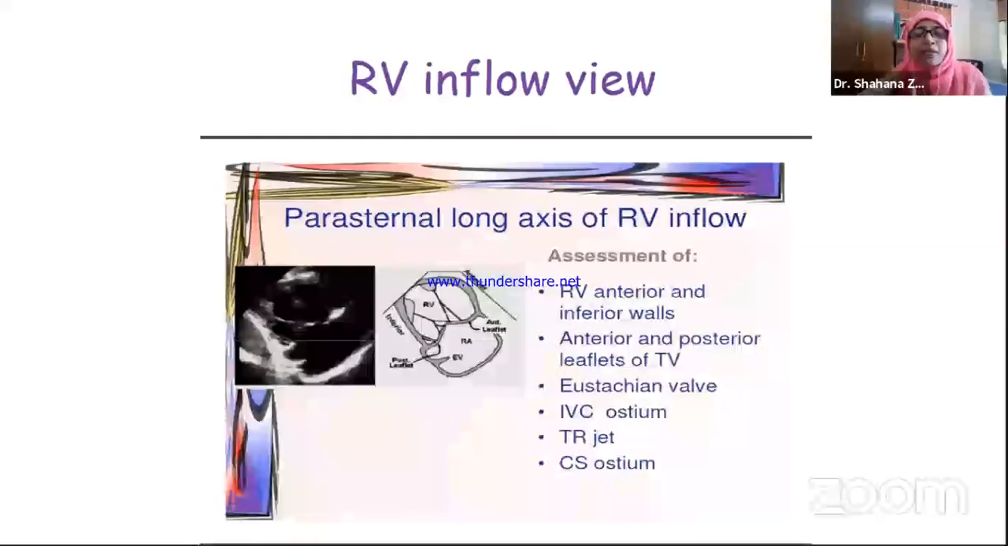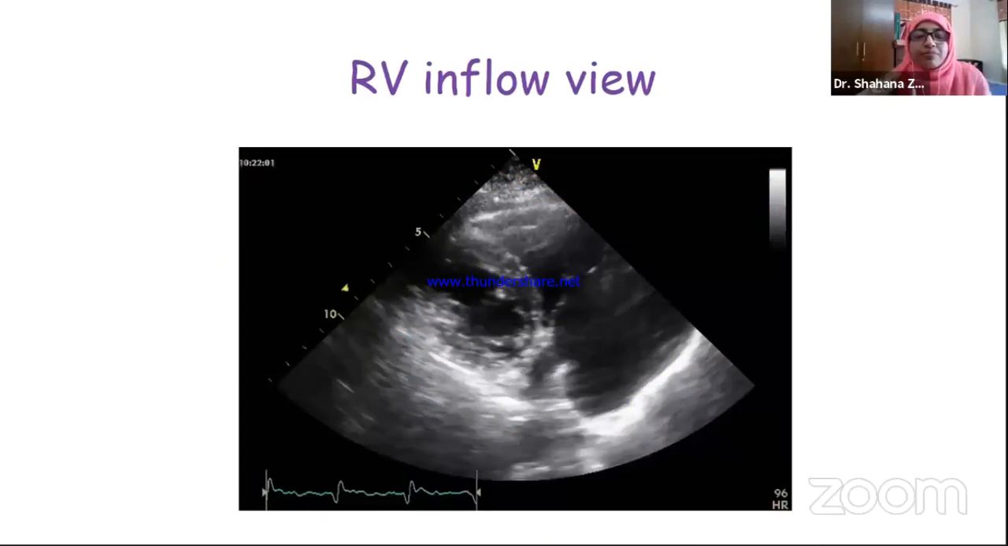Then the parasternal long axis view of the RV inflow is a very important view for the assessment of the anterior and inferior wall of the RV, and also the anterior and posterior leaflets of the tricuspid valve. It is the only view where we can visualize the posterior leaflet of the tricuspid valve. It is also a good view for the assessment of the eustachian valve, IVC ostium, TRZ, and coronary sinus ostium.